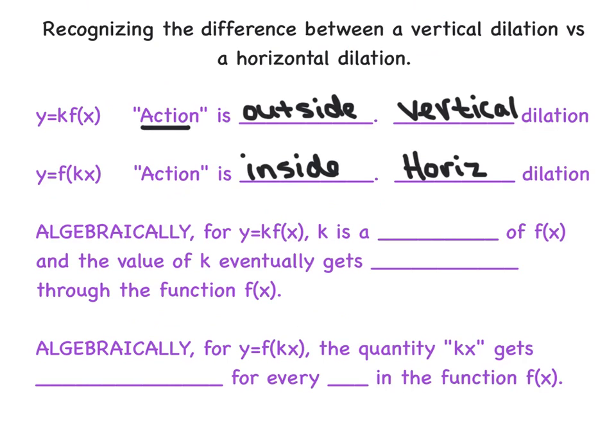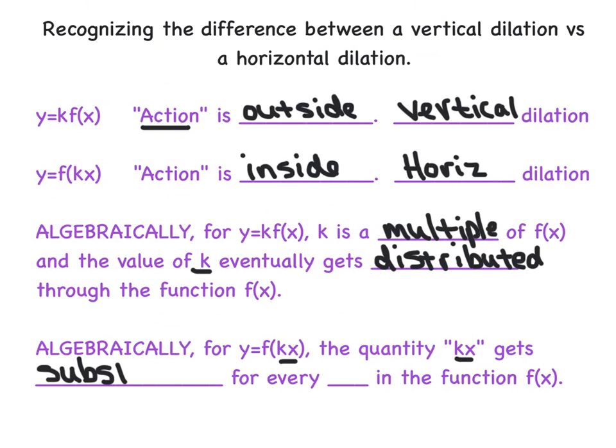Now, algebraically speaking, think about what we did yesterday. K was a multiple of f of x, and what I mean by that is the value of k eventually gets distributed. So that's the magical math property that we were using yesterday. The value of k gets distributed through the function f of x. Now today it's a totally different ballgame. Today, since the k is on the inside, we're going to say the quantity kx gets substituted. And we were using that term quite a bit on the last slide. Gets substituted for every x that was in the original function f of x. So the big key algebraically is yesterday was distribution, whereas today is substitution.